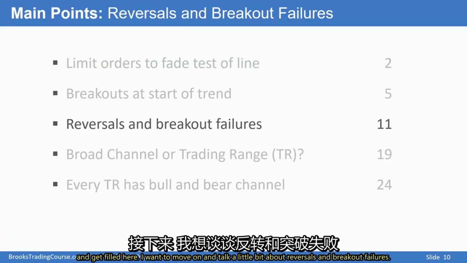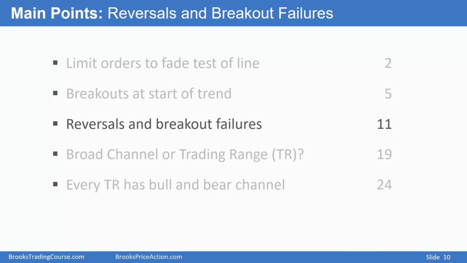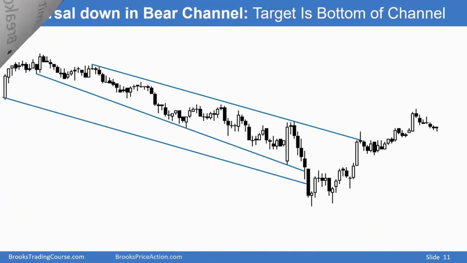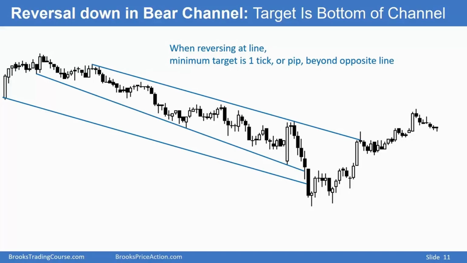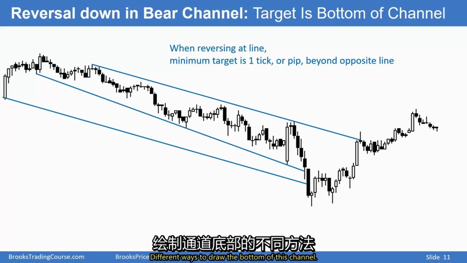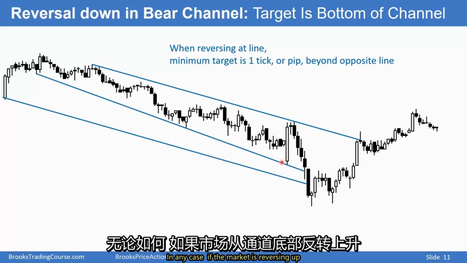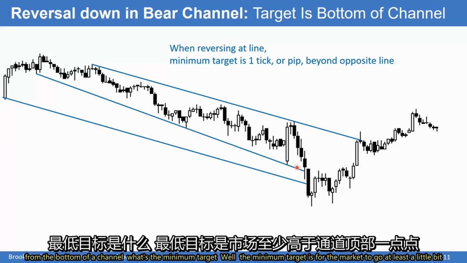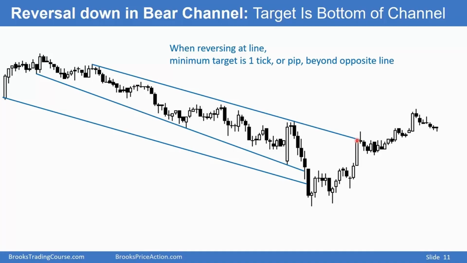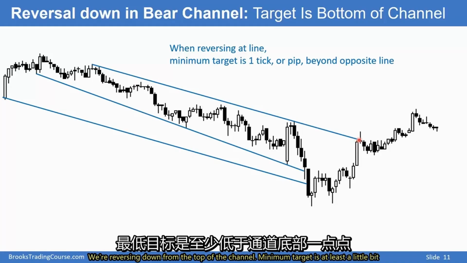I want to move on and talk a little bit about reversals and breakout failures. Different ways to draw the bottom of this channel. In any case, if the market is reversing up from the bottom of a channel, what's the minimum target? Well, the minimum target is for the market to go at least a little bit above the top of the channel.